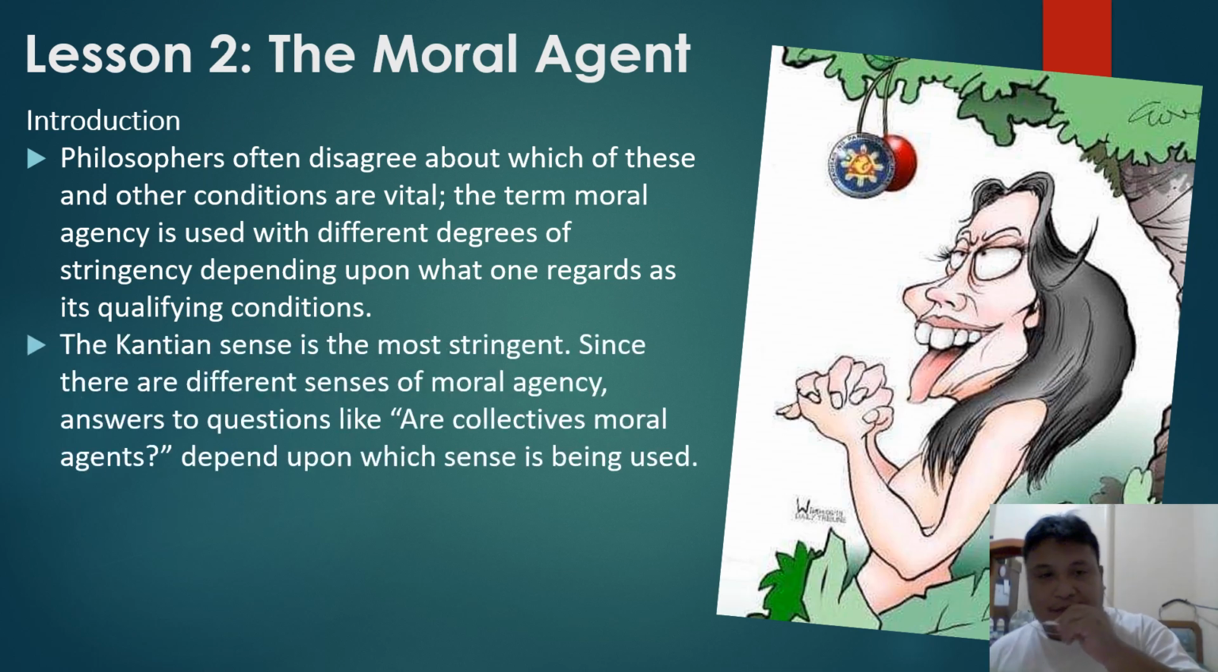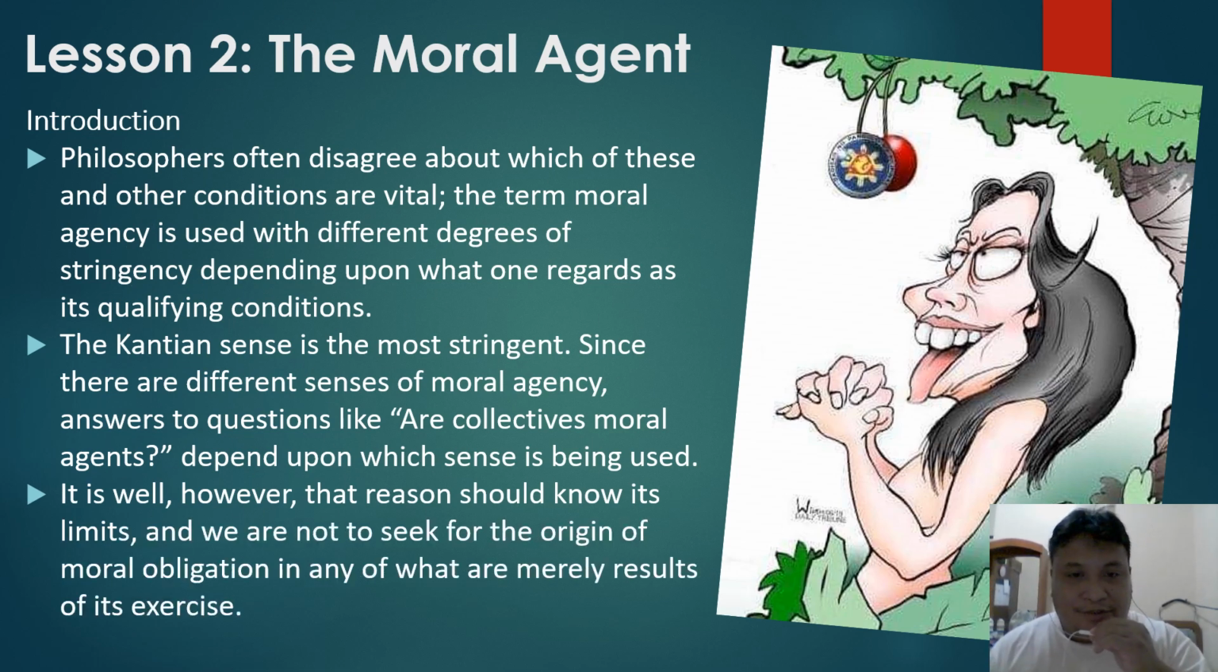Okay, so according to Immanuel Kant, his moral philosophy about moral agency is the most stringent, since there are different senses of moral agency. Answers to questions like, are collectives moral agents? So depend upon which sense is being used. Okay. It is well, however, that reason should know its limits, and we are not to seek for the origin of the moral obligation in any of what are merely results of this exercise. But anyway, concerning the moral philosophy of Immanuel Kant, it will be dealt with in chapter 2 as well as in chapter 5 later on. And I will try to elaborate moreover about his moral philosophy.